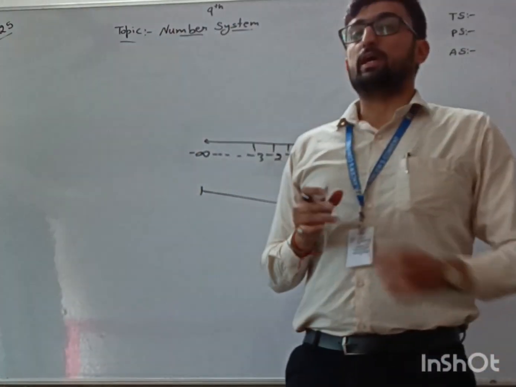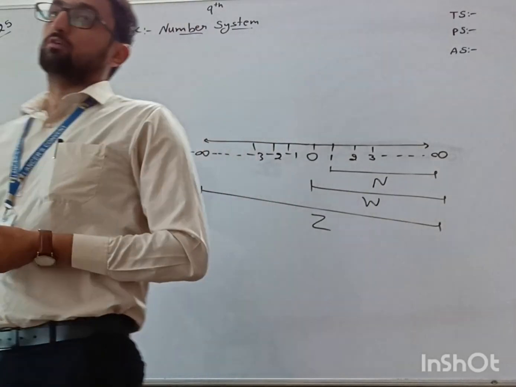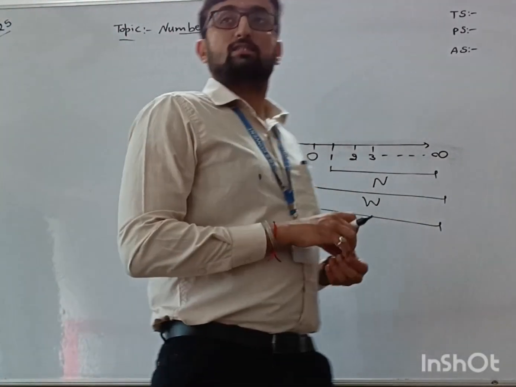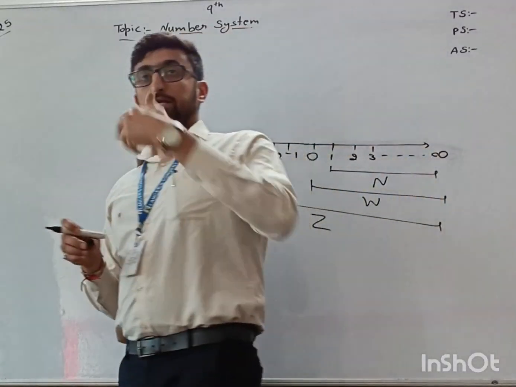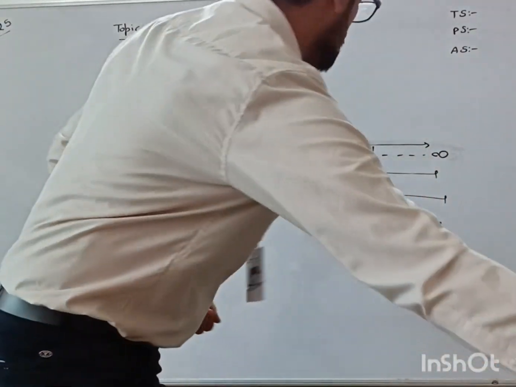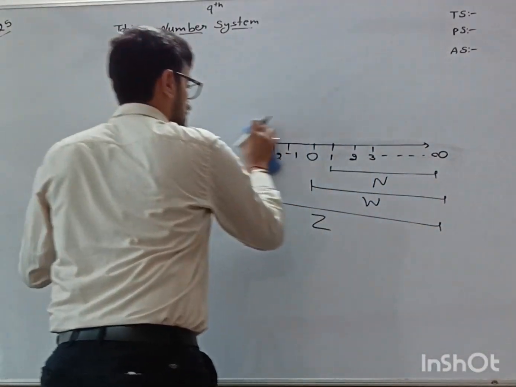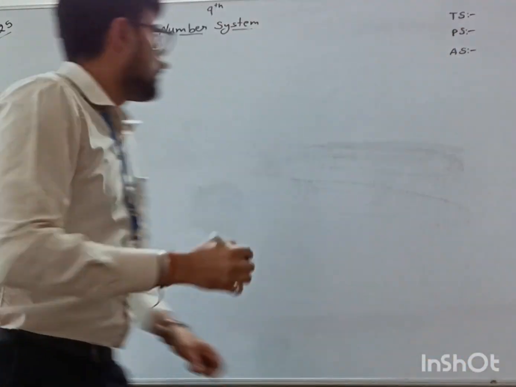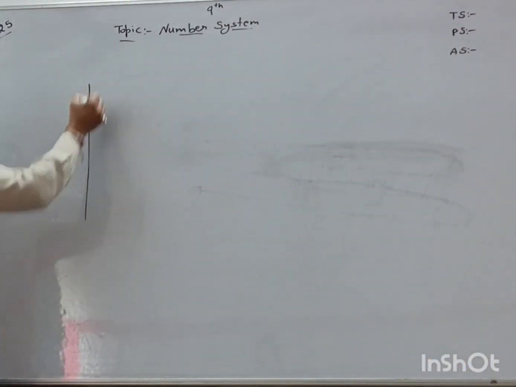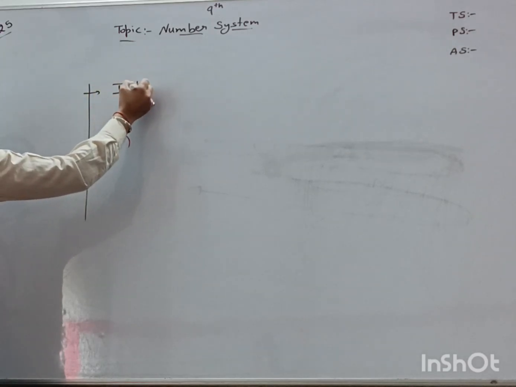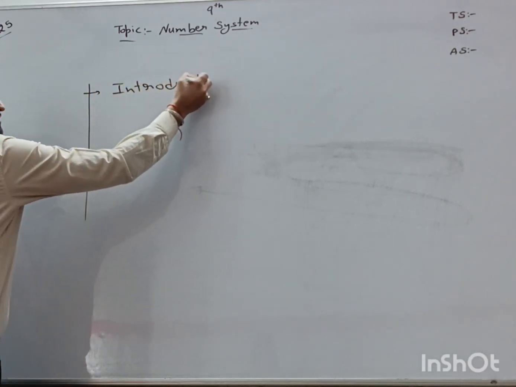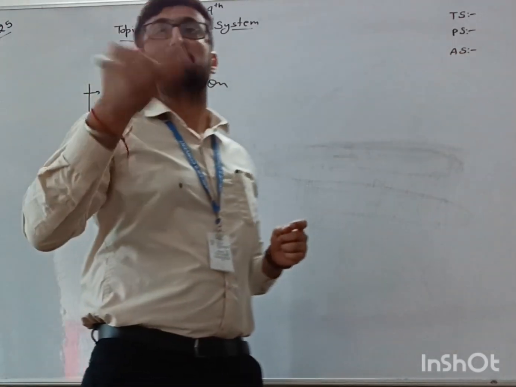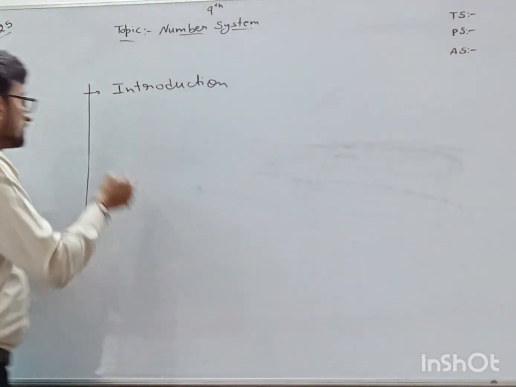So likewise, we have many other types of numbers in our number system chapter. So let us start this chapter. What we are going to cover in this chapter? So write down the topics which we are going to cover in this chapter are: the first topic is introduction to this number system or types of numbers which we have.